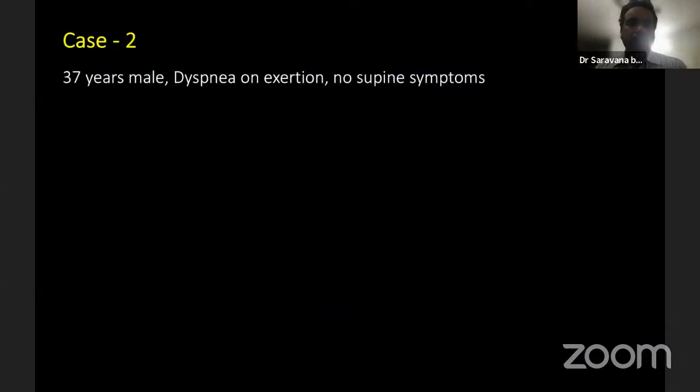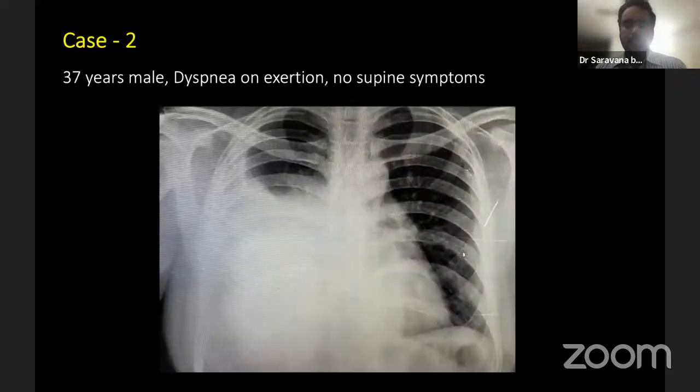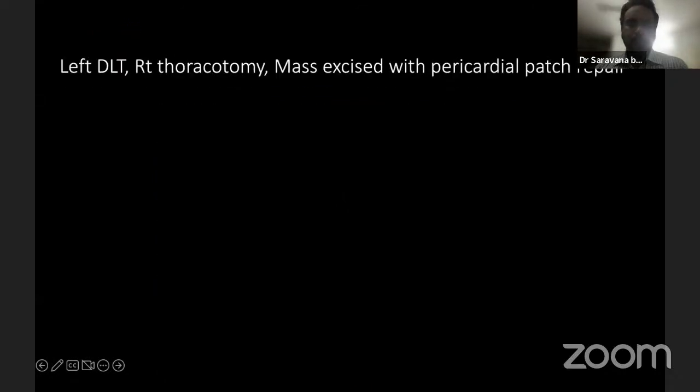And the second case was a 37-year-old male who presented with dyspnea on exertion, but there were no other symptoms. So he was evaluated, with chest X-ray as the primary modality. The chest X-ray showed a homogeneous opacity on the right side of the thoracic cavity, similar to the previous case. If you see the trachea and the bifurcation, we can make out there was no obstruction or deviation of the trachea as well as the left bronchus. The right bronchus is not seen properly, although.